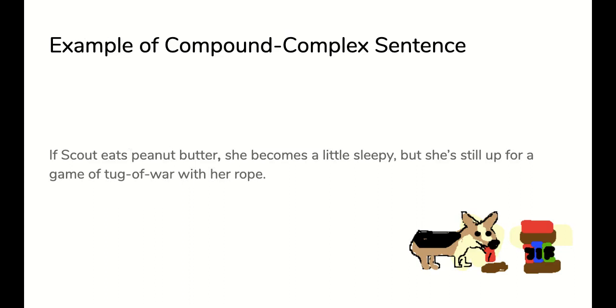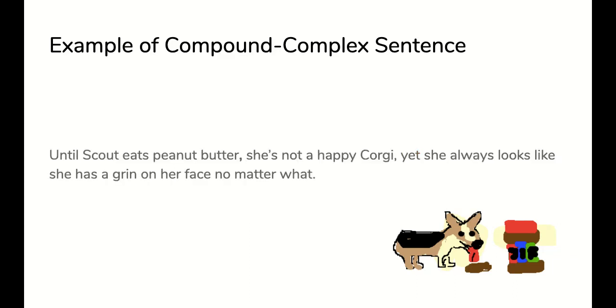If Scout eats peanut butter, she becomes a little sleepy, but she's still up for a game of tug-of-war with her rope. So here we have the complex part of the sentence, and here we have the compound part of the sentence. Let's look at another one. Until Scout eats peanut butter, she's not a happy corgi, yet she always looks like she has a grin on her face, no matter what.